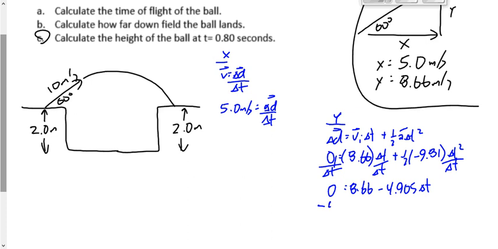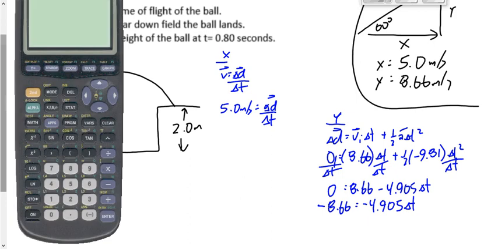Take this over to the other side by subtracting. And then how do we get rid of the 4.905? Some people think that, oh, because there's a negative in front of it, we have to add it, right? But how is it connected to the time? It's multiplied, so we're going to take it over by dividing it, right?